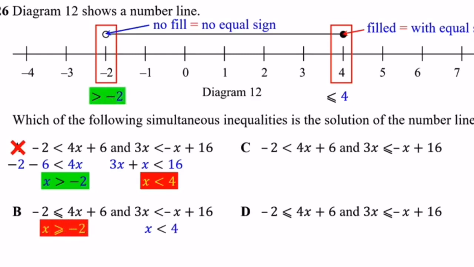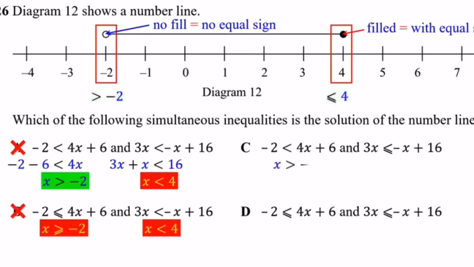Let's proceed to the next one. B was rejected because both answers are wrong. We will proceed to C. Hopefully we will get the answer. Let's have a look at C. And the D, I don't think we can get the answer. If you look at the inequality sign, it was wrong.